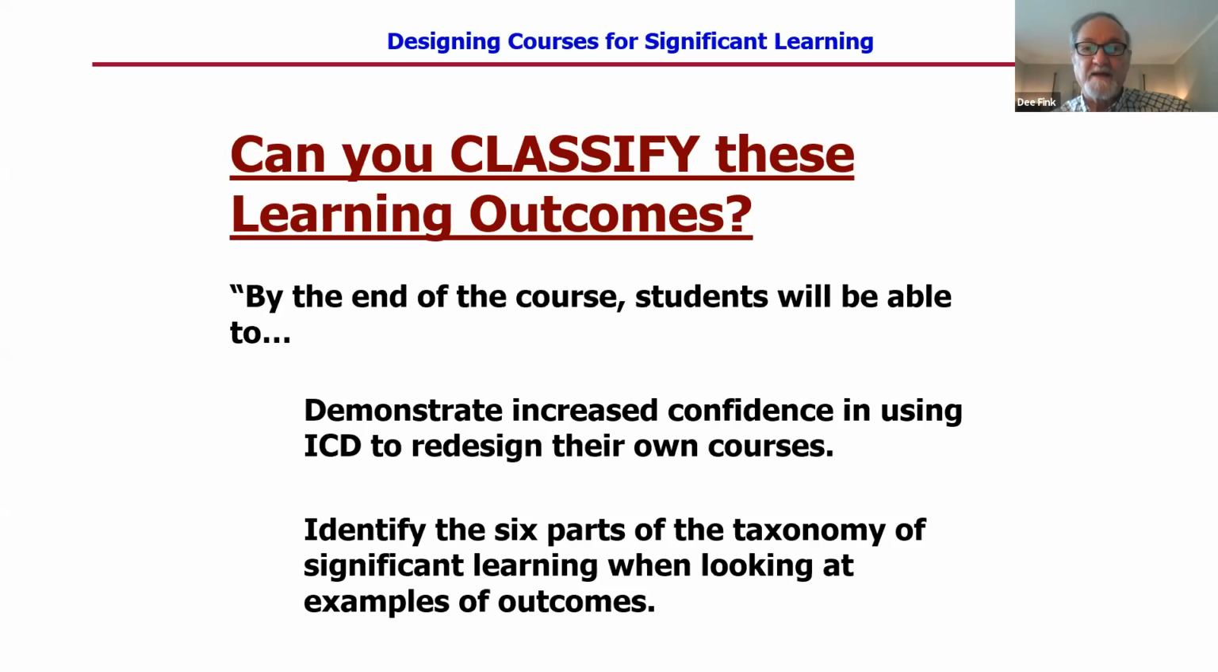Let's take this one. You want people to be able to identify the 6 parts of the taxonomy. What category would you put that in? Application, doing it. What other possibilities? Learning how to learn. Another possibility? Foundational knowledge. That's where I would probably put it. Do you know the 6 parts and can you name them and maybe describe them? For me, that's foundational knowledge. Again, linked to a lot of the others.